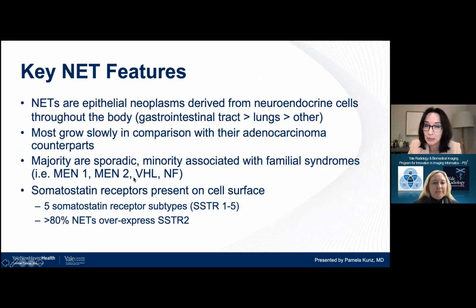NETs are epithelial neoplasms derived from neuroendocrine cells throughout the body, most commonly found in the GI tract, but also in the lungs and other sites. And most grow slowly in comparison with their adenocarcinoma counterparts. The majority are sporadic, and the minority are associated with familial syndromes such as MEN1, MEN2, von Hippel-Lindau, and neurofibromatosis. Pathognomonic for this disease is the fact that somatostatin receptors are present on the cell surface in about 80 to 90% of NETs, and this is typically with somatostatin receptor type 2.